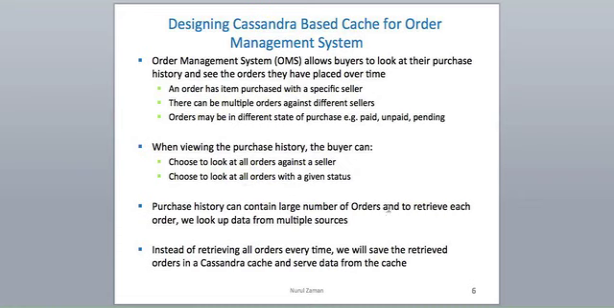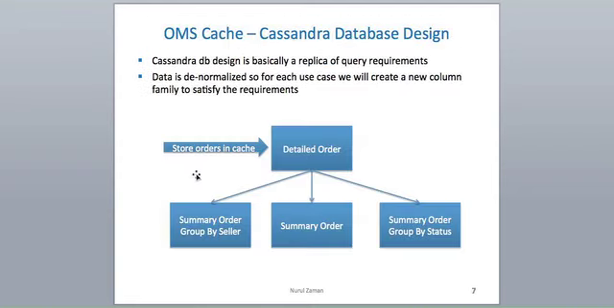Purchase history can contain a large number of orders, and to retrieve each order, we look up data from multiple sources. So instead of looking up all orders every time, we'll save the retrieved orders in the Cassandra cache and serve data from the cache. That is our model. We'll get all the orders, save them in our cache, and then generate a denormalized model which will save all the orders against a given seller in one column family and all the orders against a status in another column family.